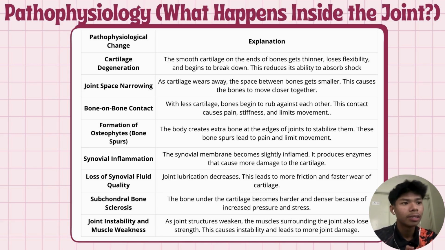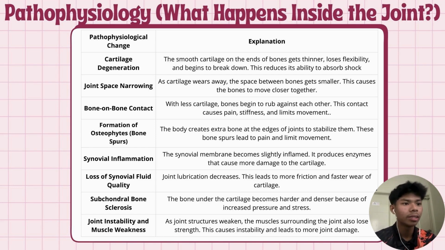And then we got synovial inflammation. The synovial membrane becomes slightly inflamed. It produces enzymes that cause more damage to the cartilage. And then loss of synovial fluid quality. Joint lubrication decreases, and this leads to more friction and faster wear of cartilage. And then subchondral bone sclerosis. The bone under the cartilage becomes harder and denser because of increased pressure and stress.